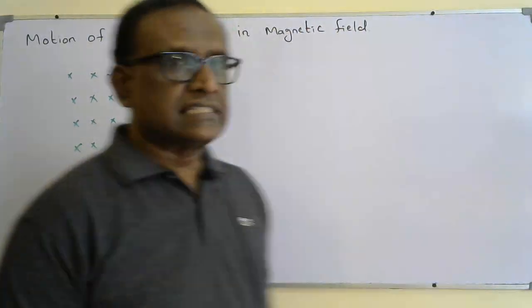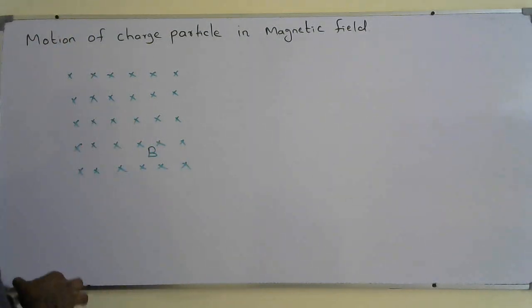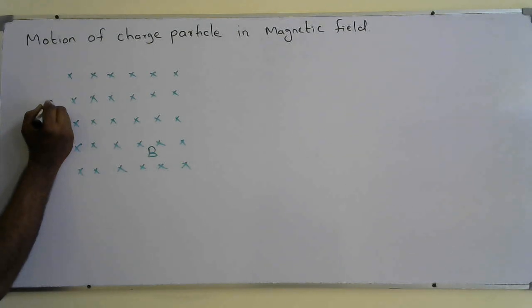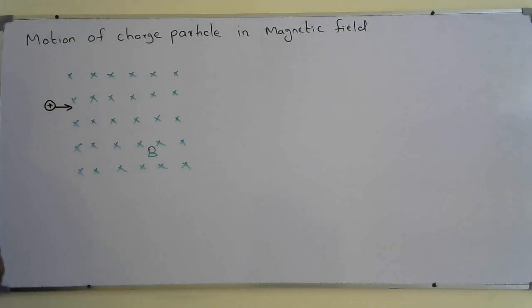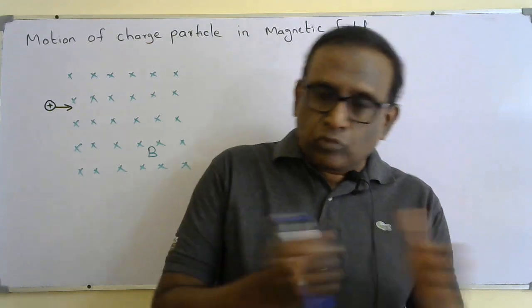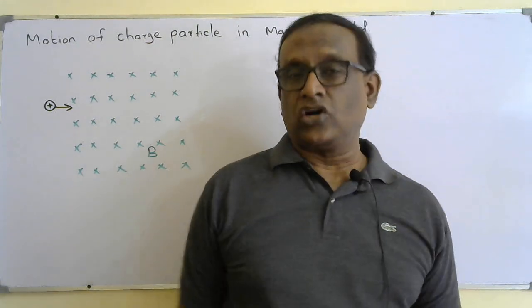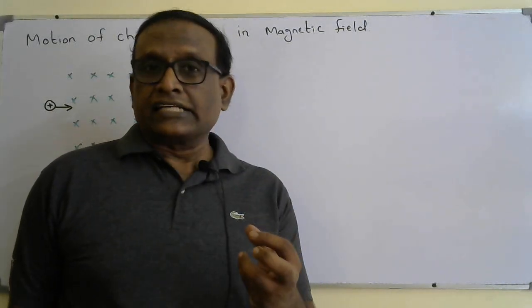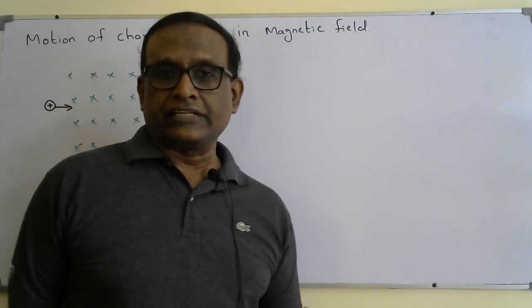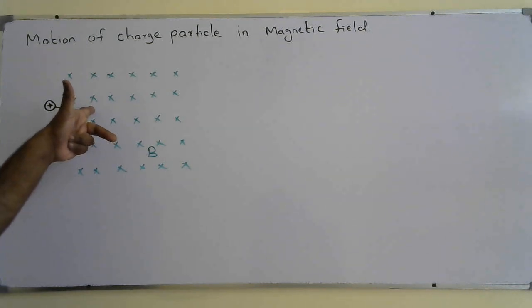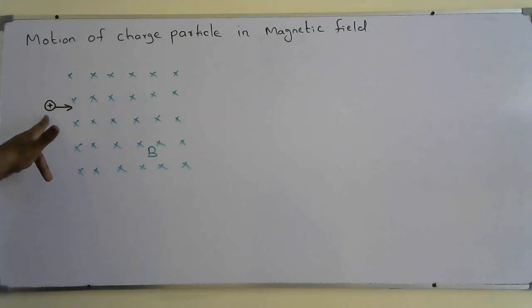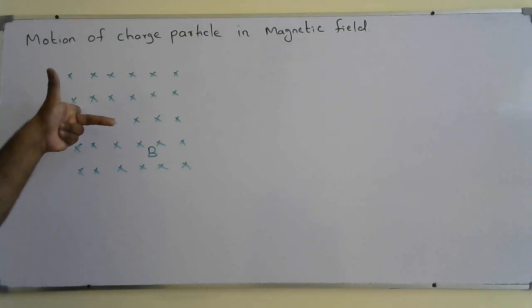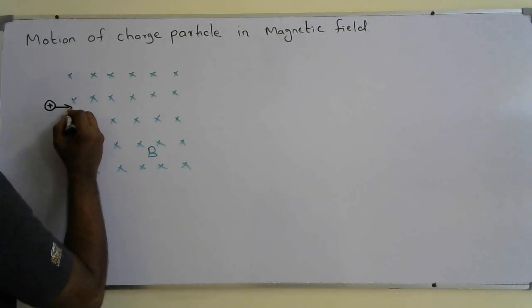We'll consider the magnetic field is directed into the page or into the board. When a positively charged particle enters the magnetic field, what will happen? The direction of the current flow due to the motion of the charged particle will be along the direction of velocity. We can use Fleming's left hand rule to find the direction of force acting on the moving charged particle in the magnetic field. The magnetic field is into the board, the velocity is towards right, so for a positively charged particle the current flow is also towards right. The force will be perpendicular to the direction of velocity, so the particle will turn upwards.